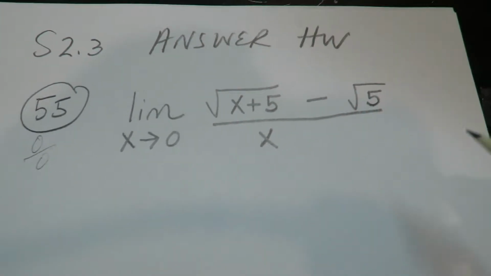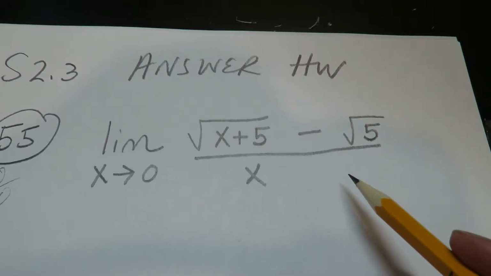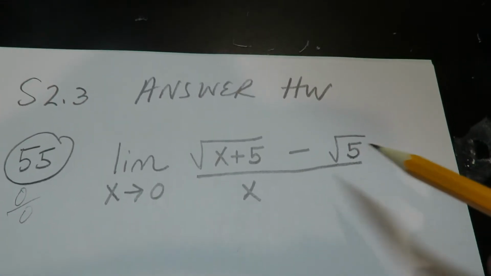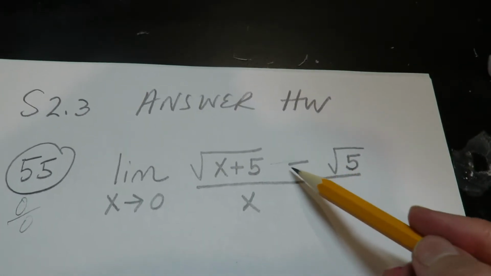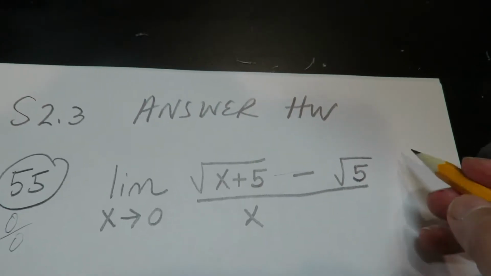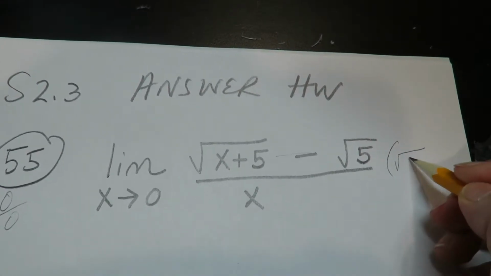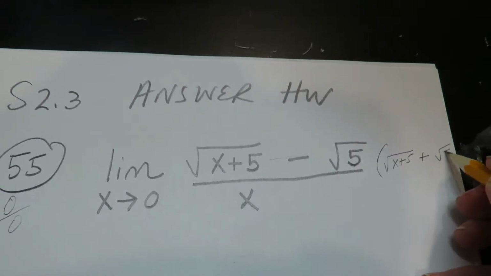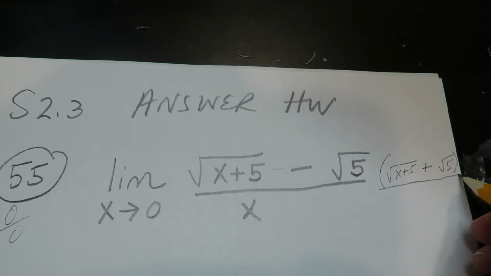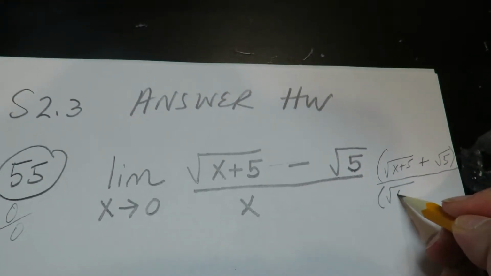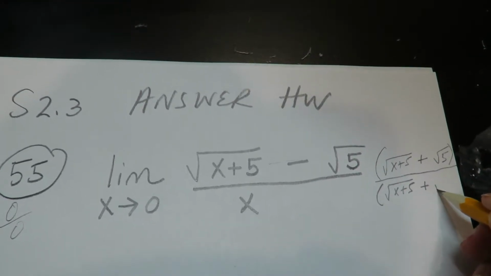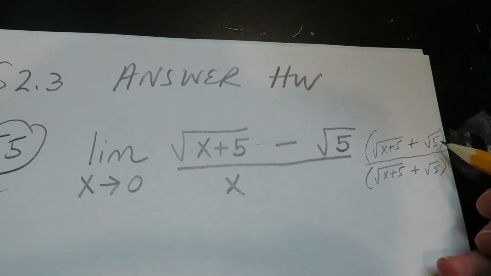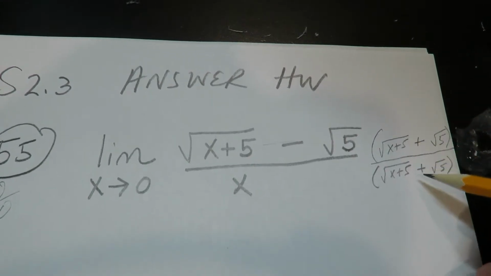So if you recall, for radicals, I told you you could multiply by the conjugate. So the conjugate is going to be this, except the middle sign will be opposite. So it's radical x plus 5 plus radical 5. And you've got to do the same thing to both sides, because this is a very fancy and very sneaky way of multiplying by 1.